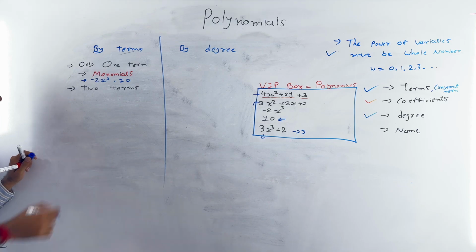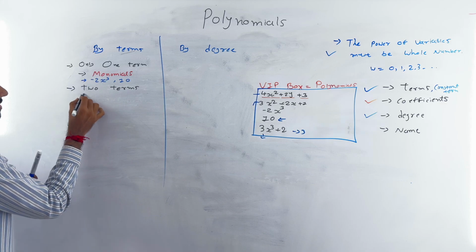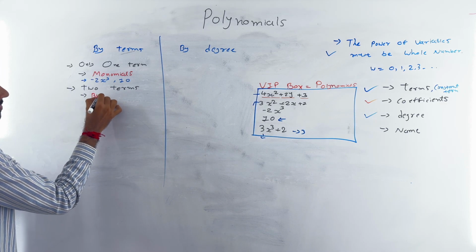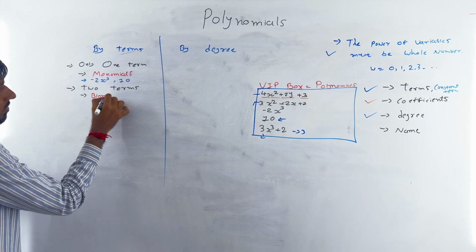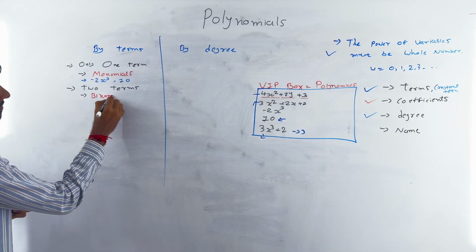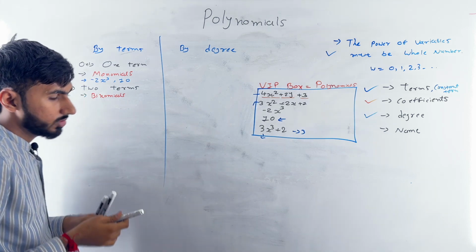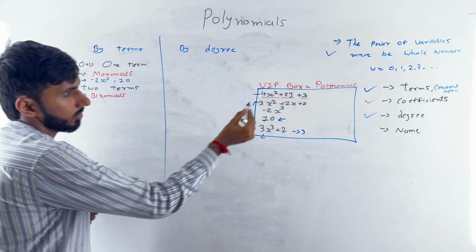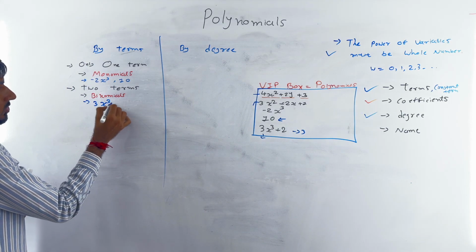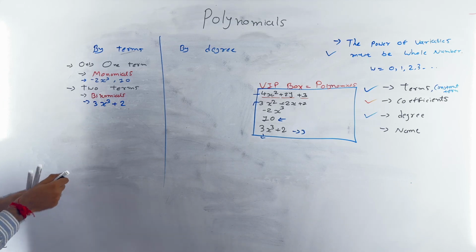Now it comes to two terms. We will name polynomials with two terms binomial. Bi means two, so binomial. Now identify the example of binomial from this, a polynomial with only two terms. Here I have 3x cube plus 2. This is a binomial, right? Now we will move to three terms.